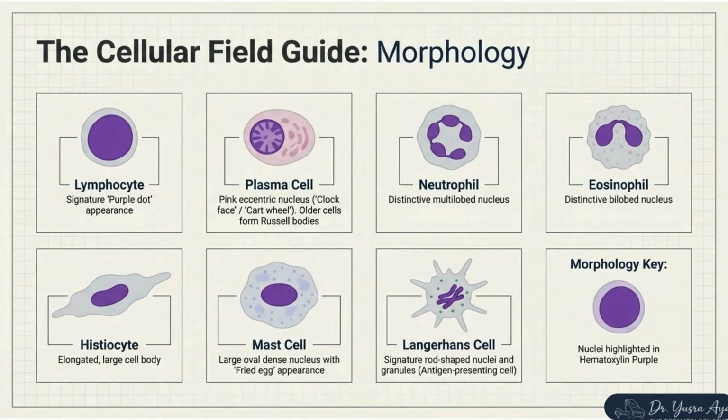Now let's identify cells by appearance, almost like recognizing faces. Lymphocytes look like tiny purple dots. Plasma cells have an eccentric nucleus with the famous clock face chromatin. Neutrophils show multi-lobed nuclei, and eosinophils have bilobed nuclei and bright eosinophilic cytoplasm. Histiocytes appear as elongated large cells with abundant cytoplasm. Mast cells contain dense nuclei with fried egg appearance. And Langerhans cells, which are known as antigen-presenting cells, show characteristic rod-shaped structures.